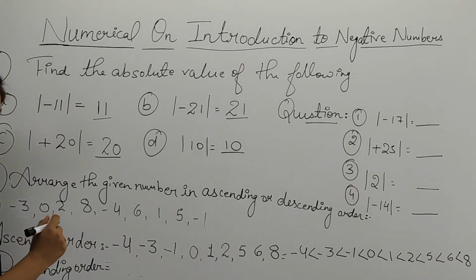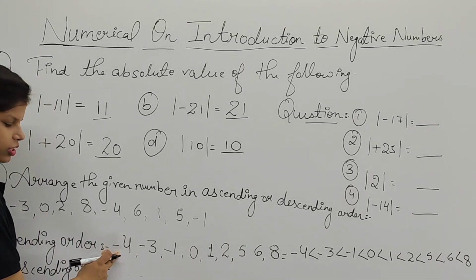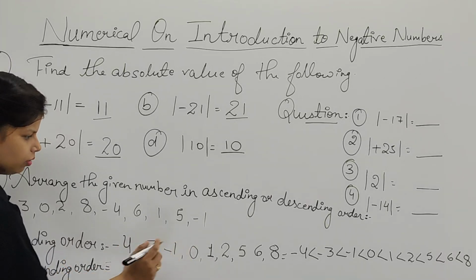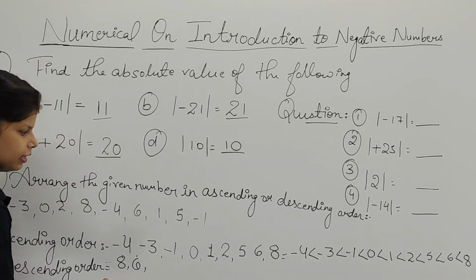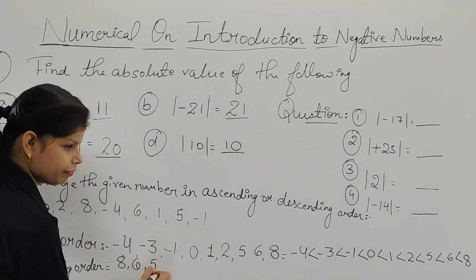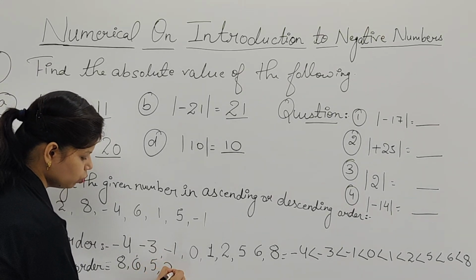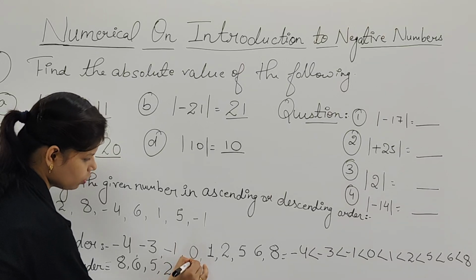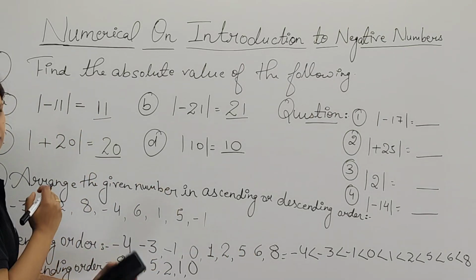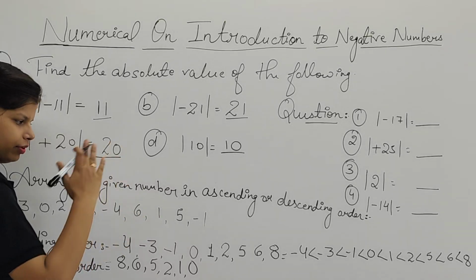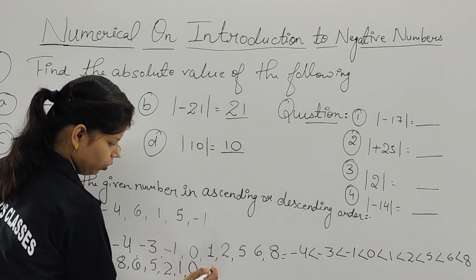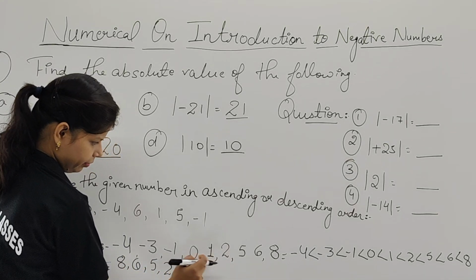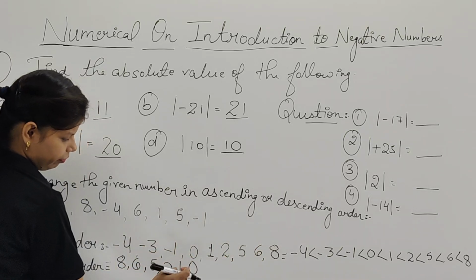Descending order means what? Bigger to the smaller. Bigger is your 8, then 6, then 5, 2, 1, 0. What have I done? I have done just the reverse of that one. That's all. I have not done anything else. I have just done the reverse of that given number. 8, 6, 5, 1, 0. Then we are having 8, 6, 5, 2, 1, 0.